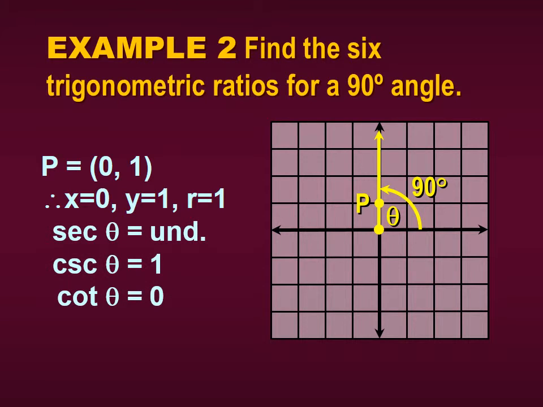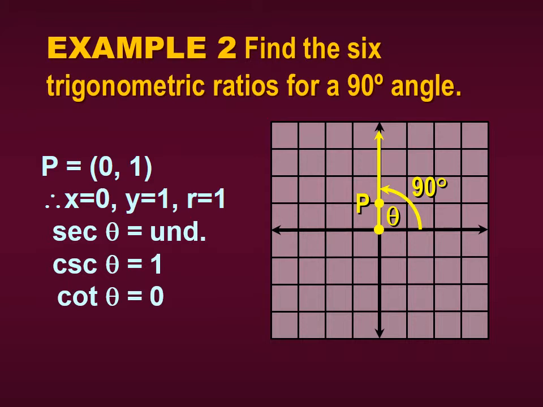Now let's get our reciprocals. Secant, which is the reciprocal of cosine, and if cosine was x over r, that means secant is r over x. So we get 1 divided by 0, which means secant is undefined. Now we look at cosecant, which is the reciprocal of sine, and if sine is y over r, then cosecant is r over y. So we get 1 over 1, which is still 1.